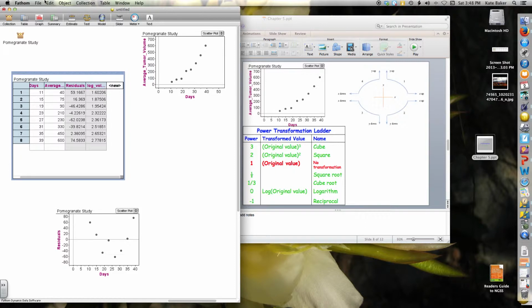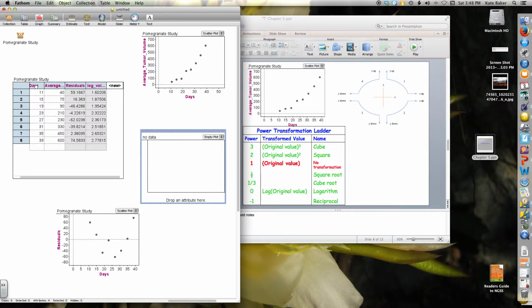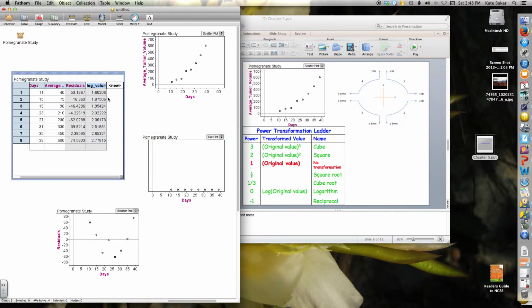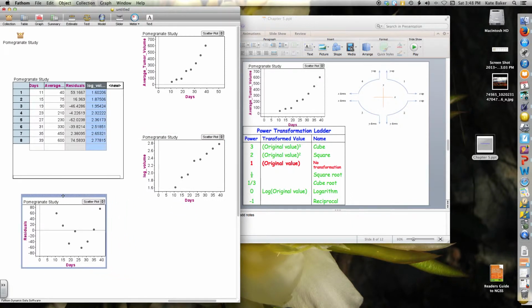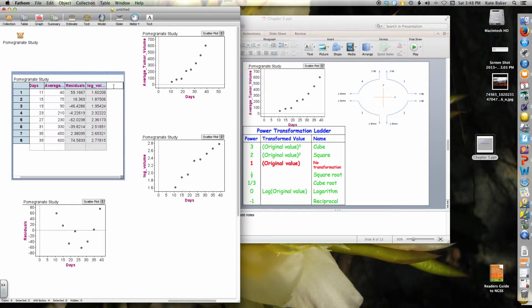And let's see how that looks on a graph. Take my days, and now that looks a lot straighter than the original data, taking the log of volume. What if I took the square root of volume?